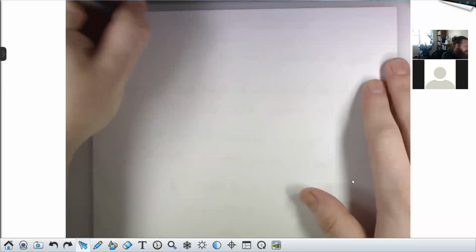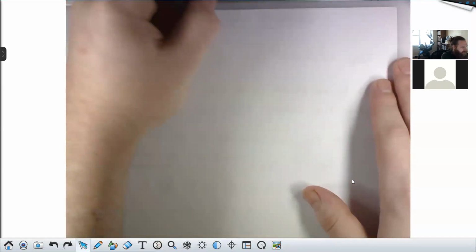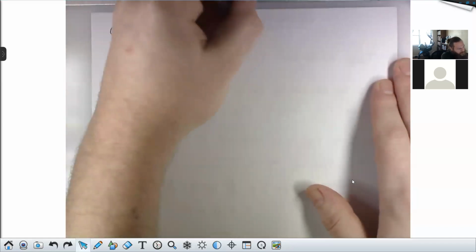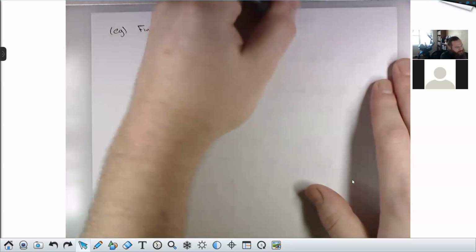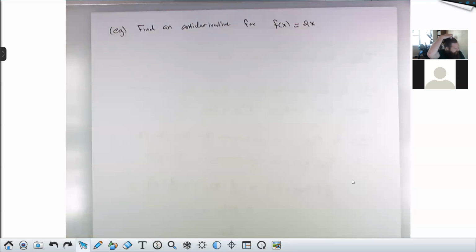So let's find an antiderivative for little f of x equals 2x. And I want you to think for just a second. So I'm trying to find a function whose derivative is 2x. I don't want to differentiate this. Would it be x squared plus c? Yeah, that's it. Adrian nailed it. So we're trying to find somebody who differentiates to 2x, somebody whose derivative is 2x.